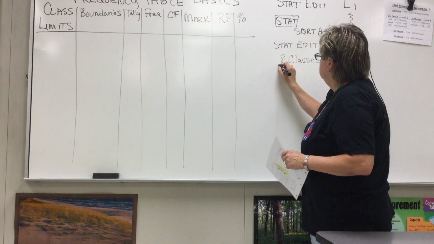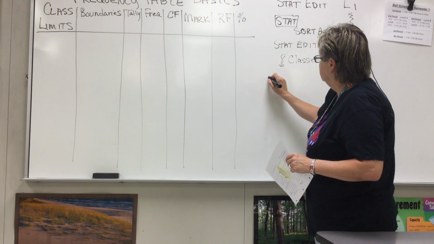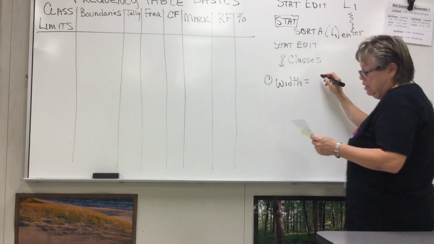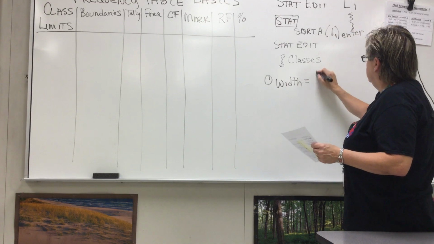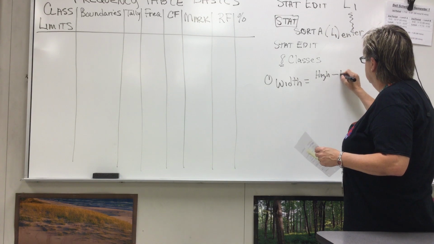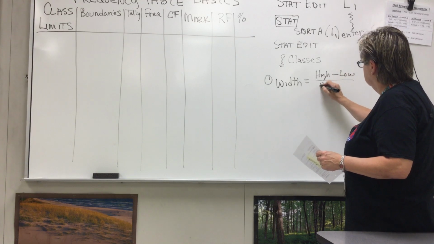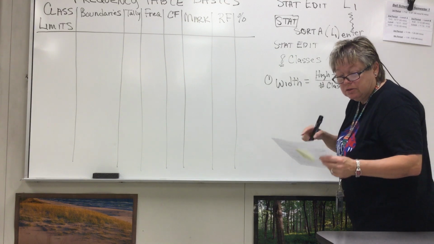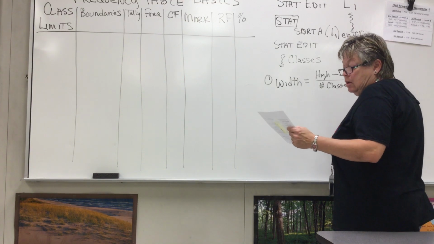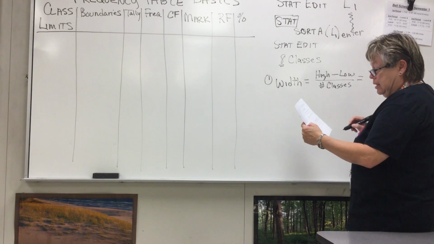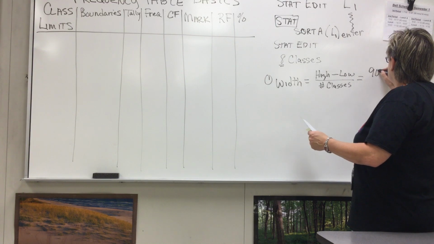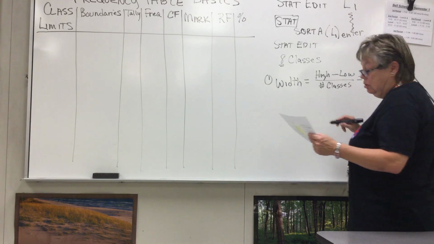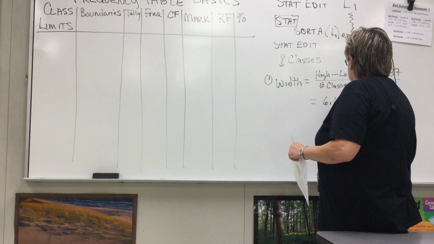Once you know that, and your data is entered, your first step is to calculate the width. Width is going to be high value minus the low, divided by number of classes. You'll find that on the other side of your guided notes. In this example, we have a max of 90, a min of 37, and we're going to divide by 8. When you do that, you get 6.6.